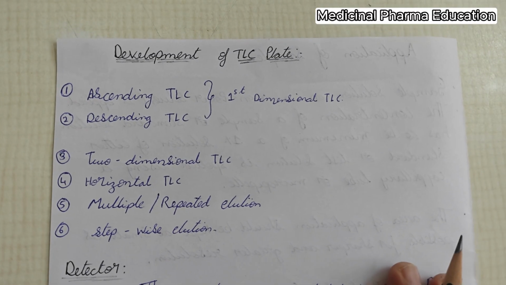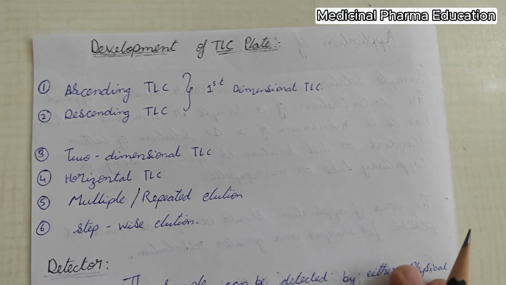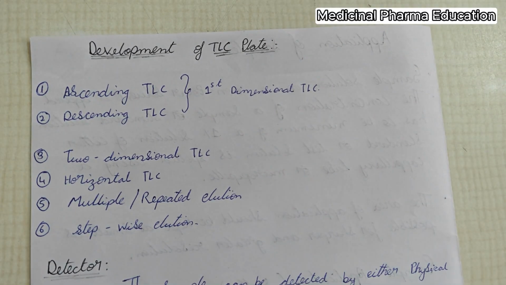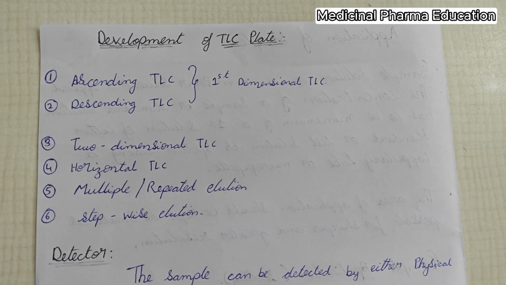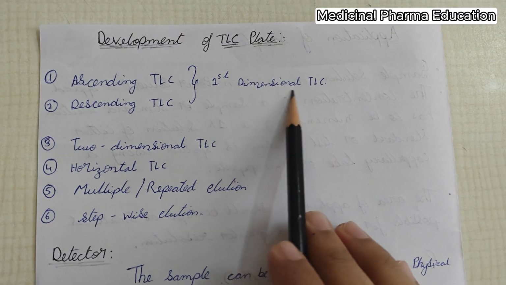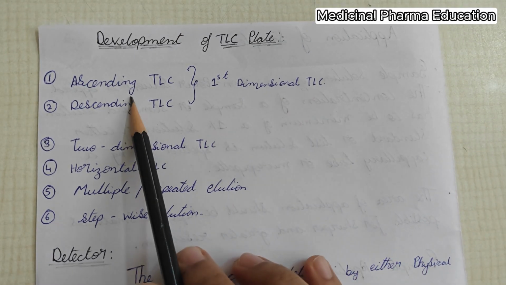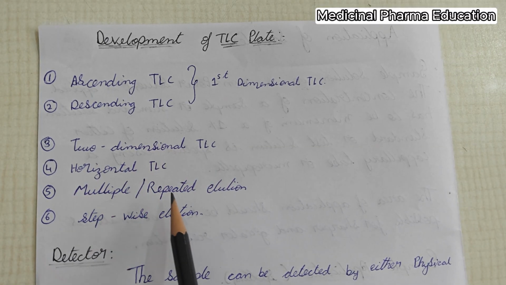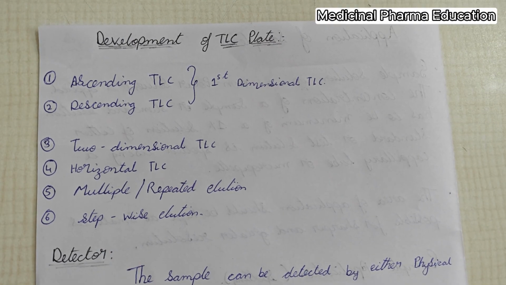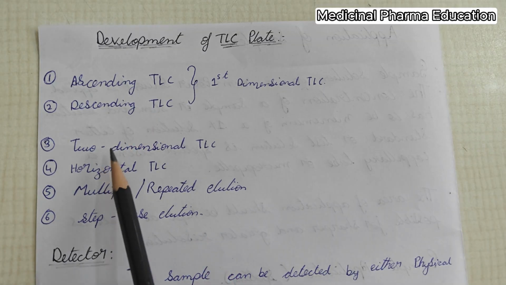Next, development of the tank for TLC plates. There are mainly 6 at most; if there are extras, you can just leave them, they're not important. This is one dimensional TLC, meaning ascending or descending. Two dimensional TLC, horizontal TLC, multiple or repeated evolution, and stepwise evolution. I'll explain them one by one, ascending, descending and two dimensional.